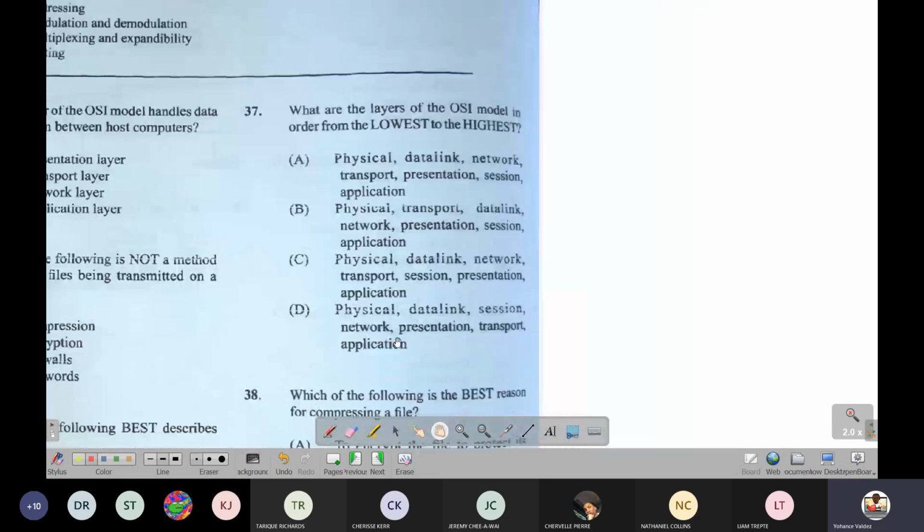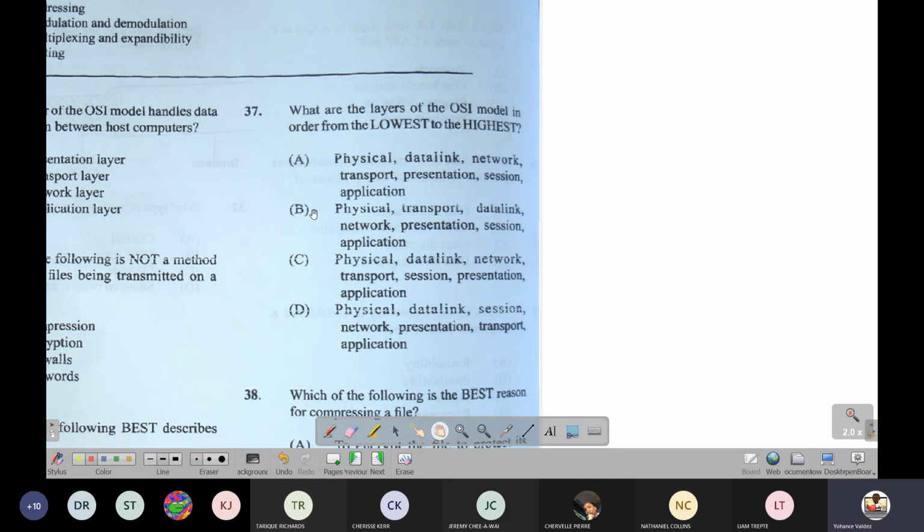So what are the layers of the OSI model in order from lowest to highest? Anybody could tell me this one? We know we have our mnemonic. What is our mnemonic? Let me see.